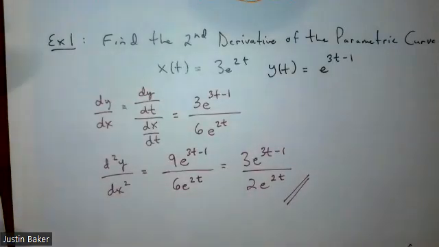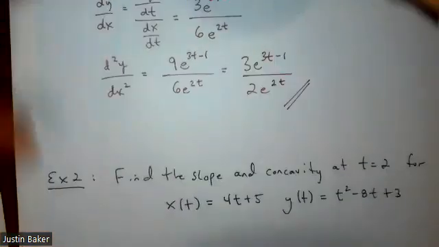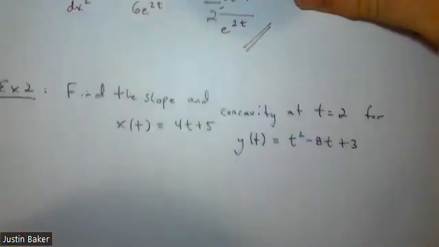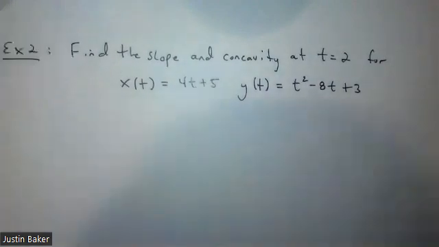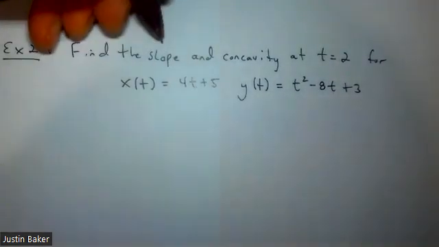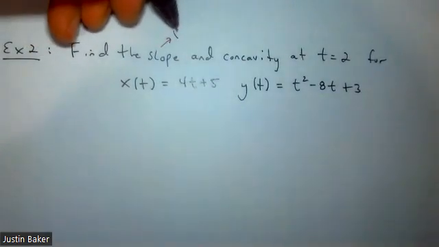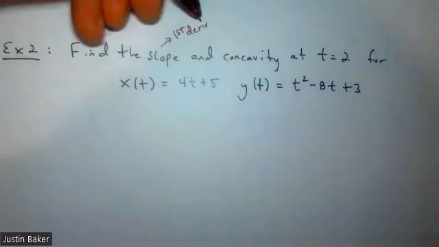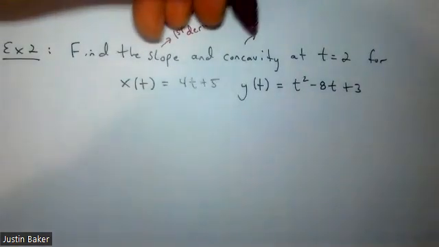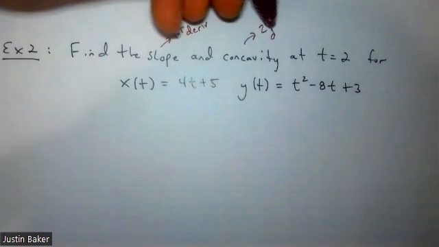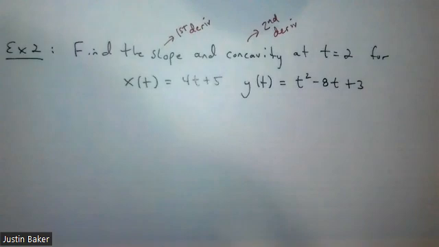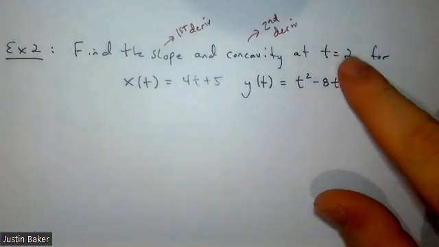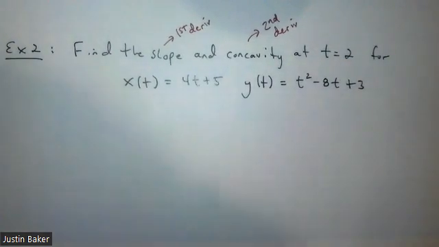Okay, next up, we want you guys to go ahead and try that. But now the question says, find the slope and concavity at t equals 2. If we're going to be finding the slope, that's like the tangent slope, so this is going to be plugging into the first derivative, and the concavity is going to be plugging into the second derivative. And you have your t value in this. This is all going to be for t is equal to 2.